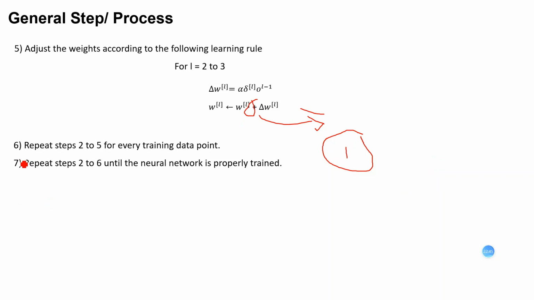And for step 7, it is the same as with one epoch: we can set 100 epochs or 1,000 epochs, and when we finish one epoch, we repeat steps 2 to 6 to finish the remaining epochs. Once we finish the epochs, we can get the optimized values.